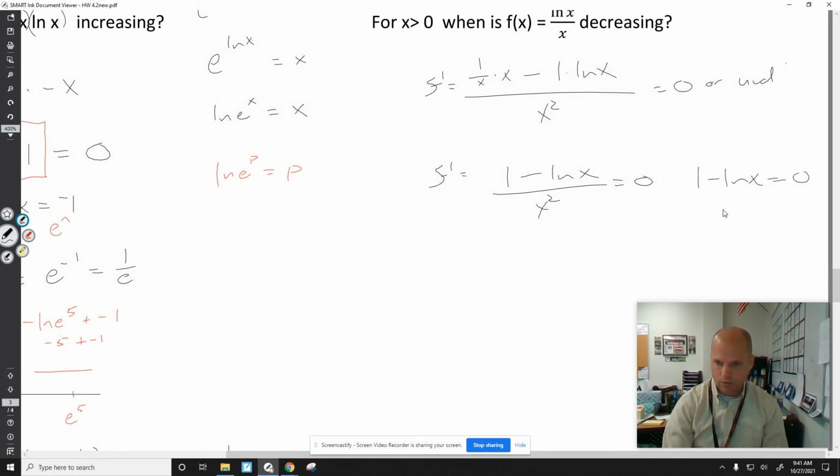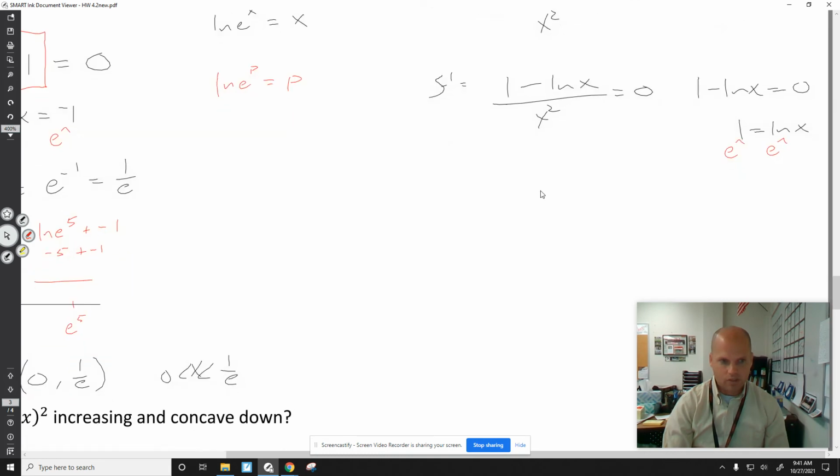Now, how do you solve this equation? Well, maybe you subtract 1, take the opposite of both sides. Maybe you add the log x to both sides. And then, how do you solve? E to the power of both sides. Now, in this situation, I get x equals e to the first. Okay, so on my number line, I'm going to start at 0. I'm going to focus on e.